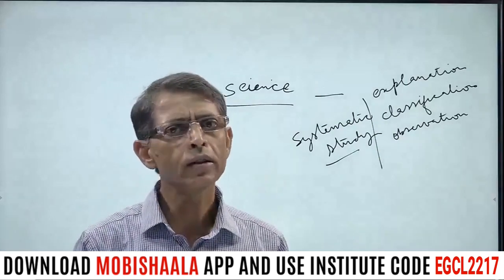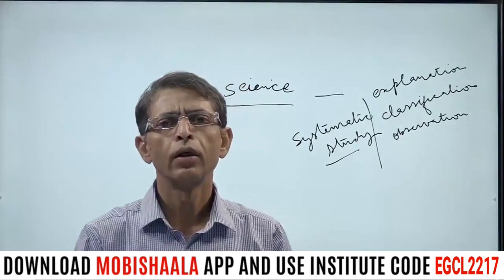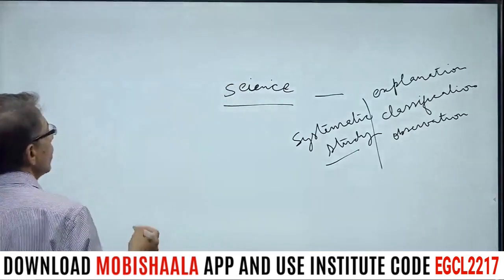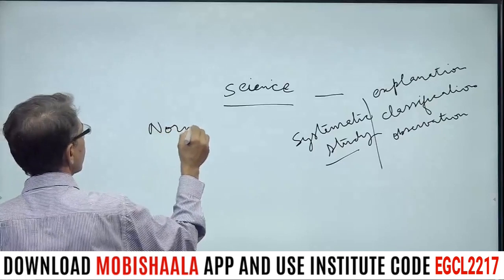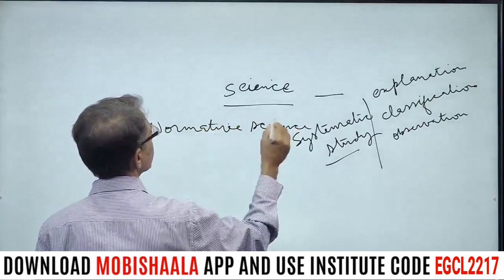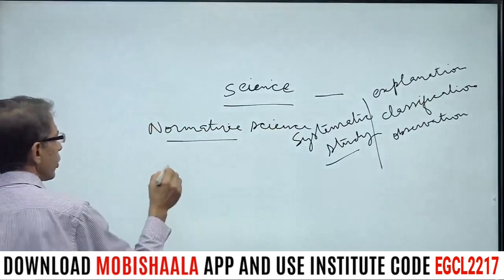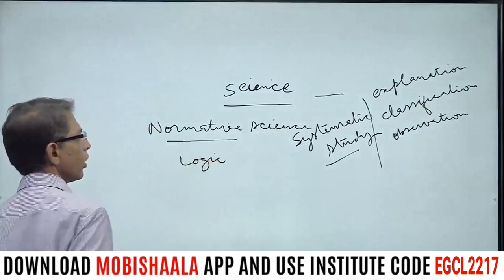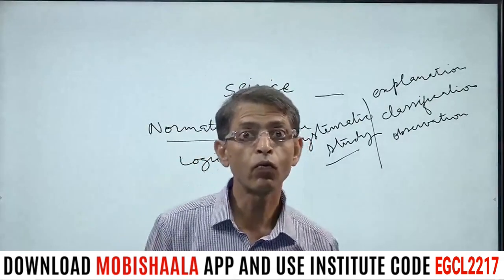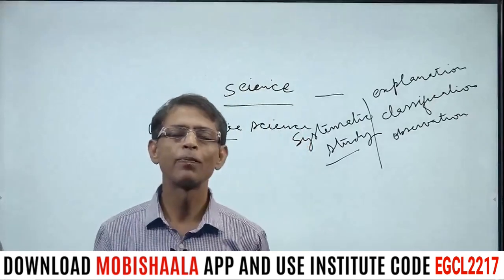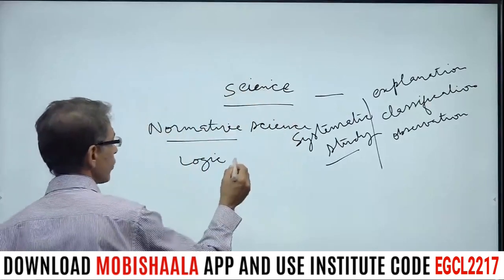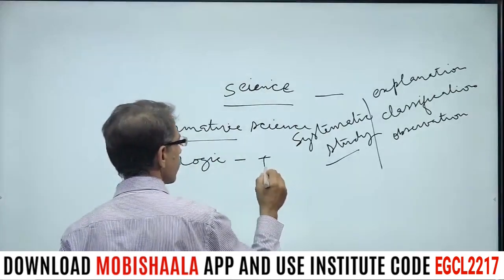But what kind of science is it? Normative science or regulative science. There are three normative sciences. Just try to understand. The normative sciences are also abstract sciences, formal sciences. But when you say the formal sciences are abstract sciences, mathematics will also be there. But as far as the normative sciences are concerned, there are three values. Logic is there, its concern is truth.